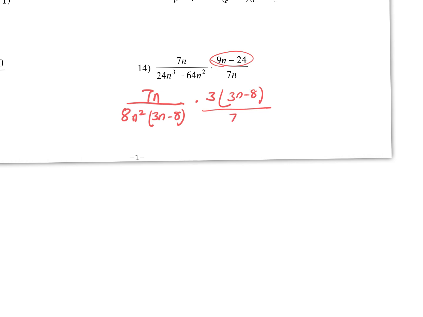The denominator 7n does not factor. And so therefore I'm going to look to see where I can create my 1's and cancel. And so I'm going to see that the 7n will cancel the 7n. The expression 3n minus 8 will cancel the expression 3n minus 8. In the numerator, I am left with a 3. In the denominator, I am left with an 8n squared.